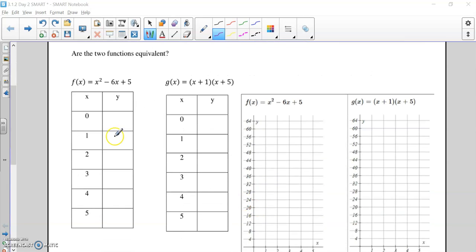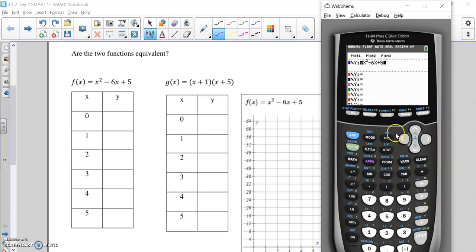So for our first problem here, we have two functions and we are going to need our calculator to figure out what the table looks like so that we can get our graphs and tables going. I have already typed in that first function for us, so let's take a look at what our table shows us. We'll look at the graph first.